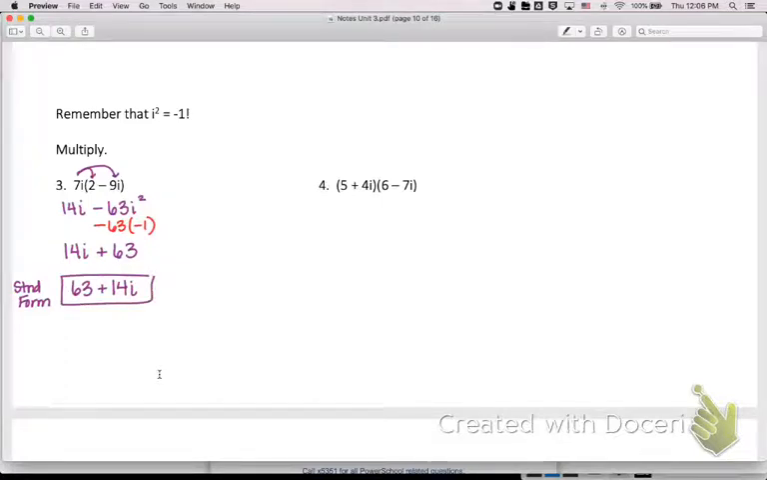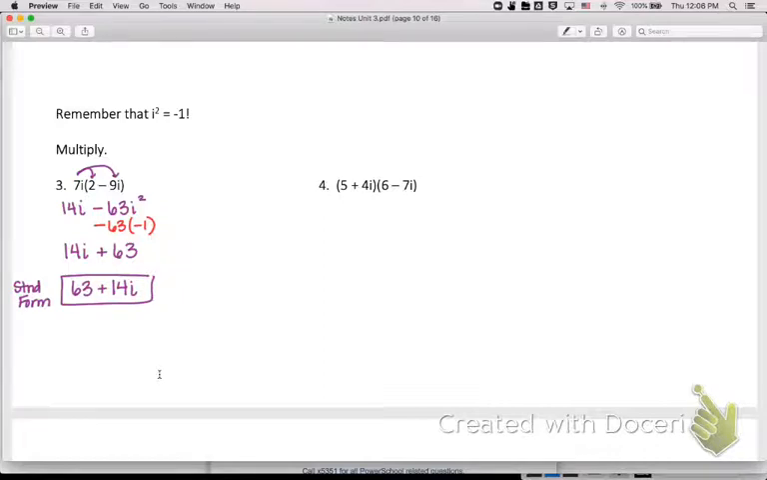The hardest thing to remember when it comes to imaginaries is that that's not two numbers. 63 plus 14i is one complex number. Even though it has a real part and an imaginary part, that combination represents one complex number.